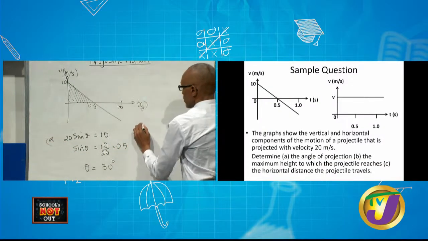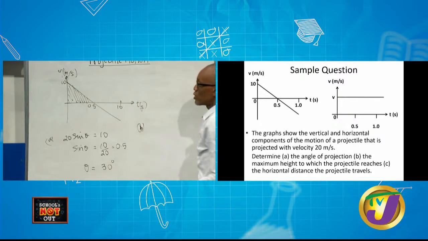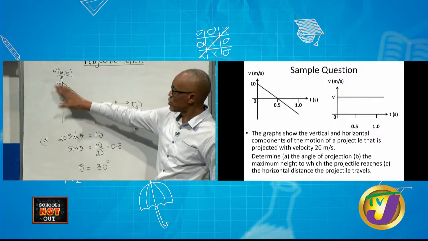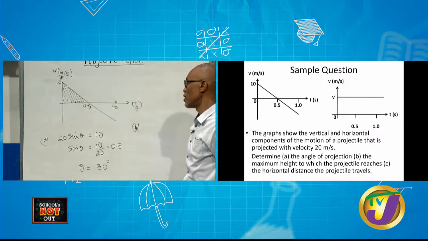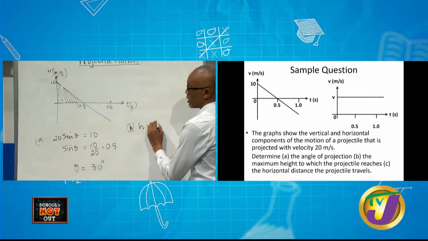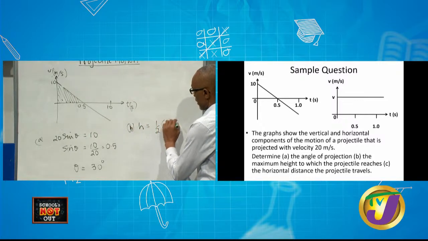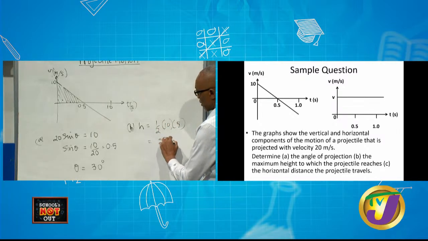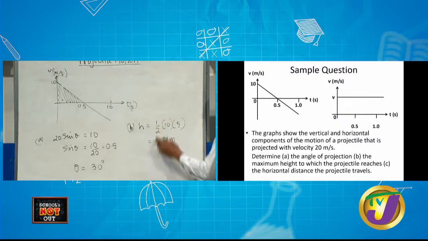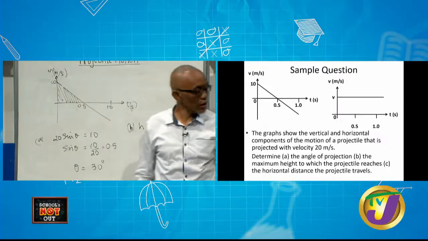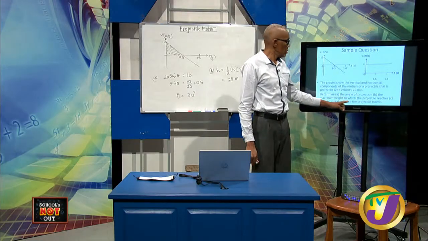Part B now. What we know is that this shaded area is numerically equal to the height to which the projectile travels. So the height h would be equal to half by 10 by 5, and that would be 25 meters, right? Half by 10, half of 50, 25 meters. Okay. Part C.